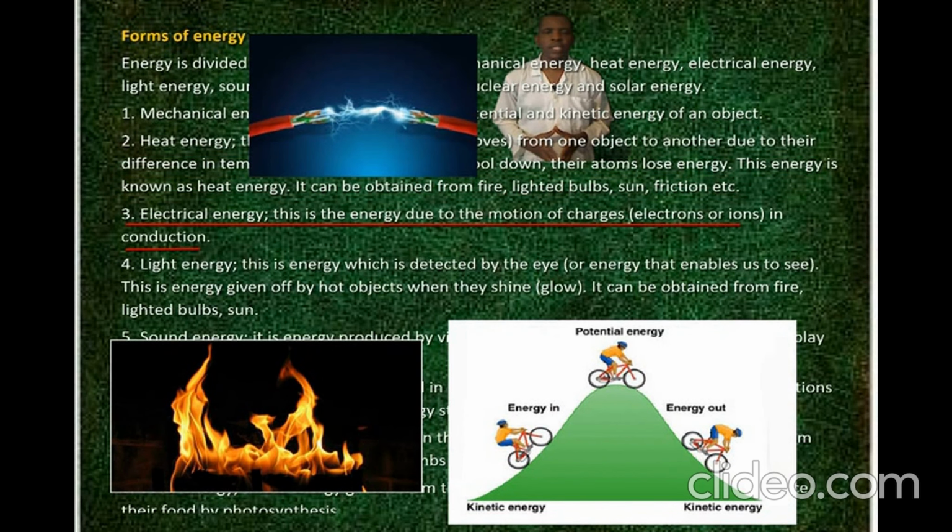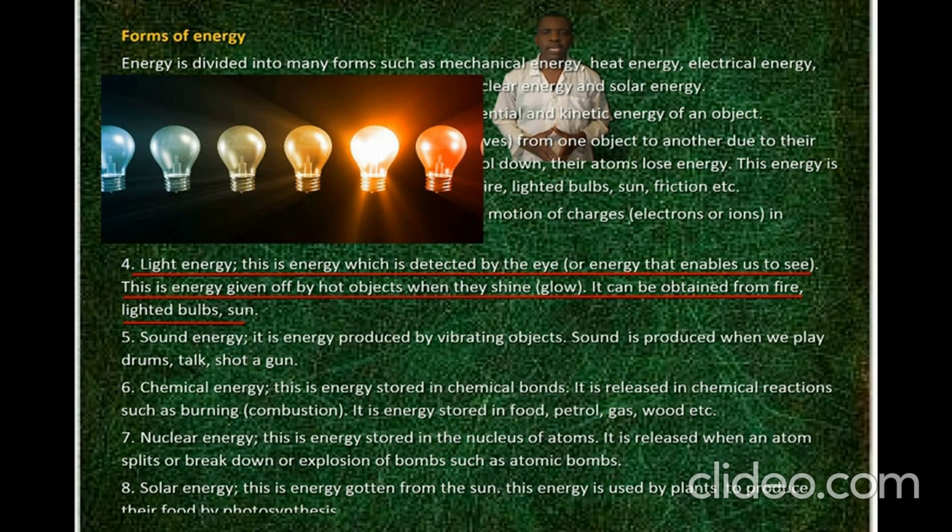3. Electrical energy. This is the energy due to the motion of charges, that is electrons or ions, in conduction. 4. Light energy. This is the energy which is detected by the eye, or energy that enables us to see. This is energy given off by hot objects when they shine. It can be obtained from fire, lighted bulbs, sun, etc.